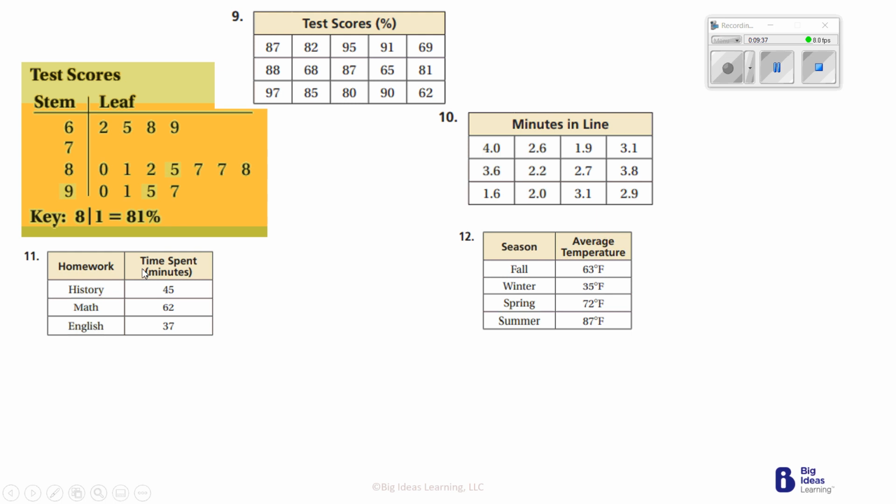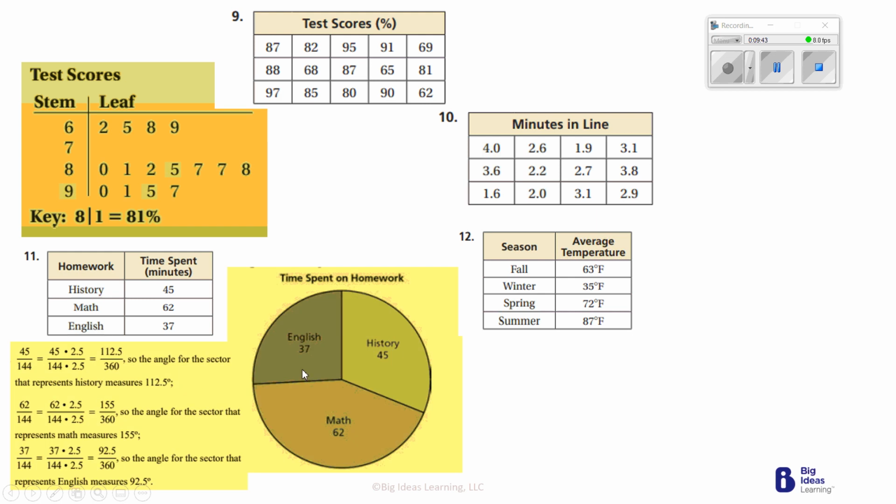Time spent. Since we're talking about time spent here, I don't think we're going to use this here because we want it in relation to time. For this, we could choose time spent. A circle graph shows you the amount of time compared to 100% of the time, right? Then over here, you could also say that you have 45, and you're taking this over 144 because when you add all these together, it's 144.